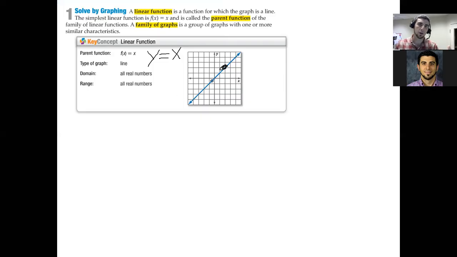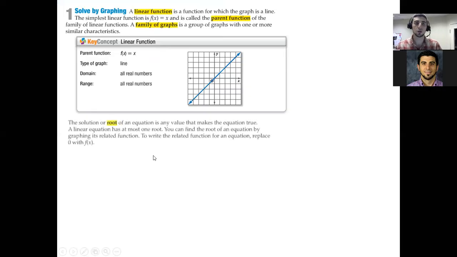The type of graph, obviously, is a line. The domain, the set of all x values for the function, is all real numbers because you can pick any number for an x value and it would work. And the range is also all real numbers, again, because you can make the y value anything you want by picking the appropriate x value.